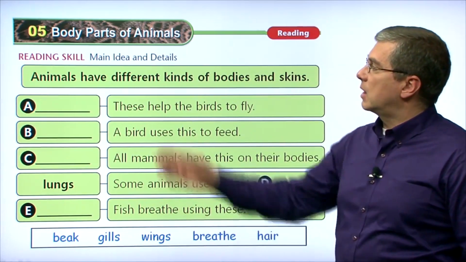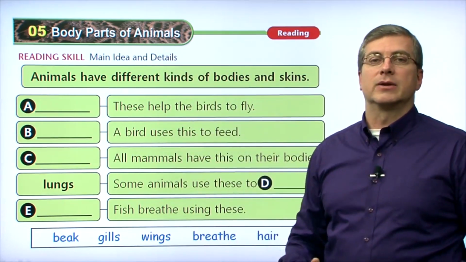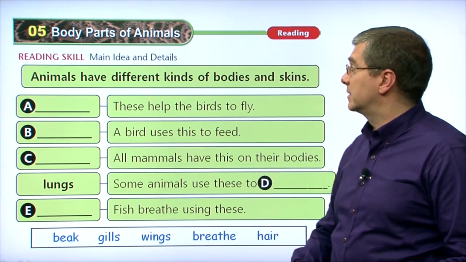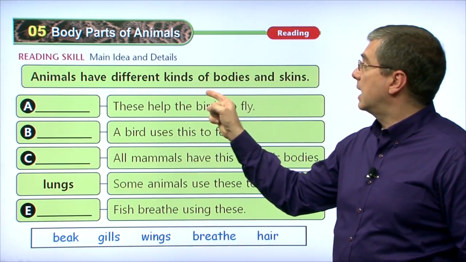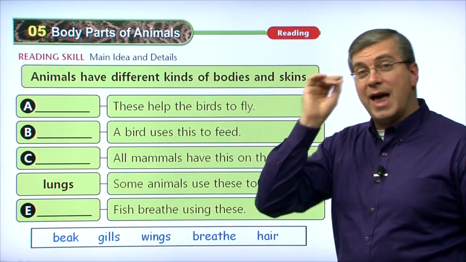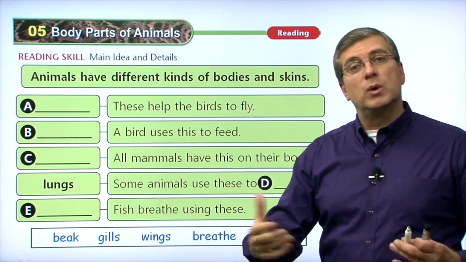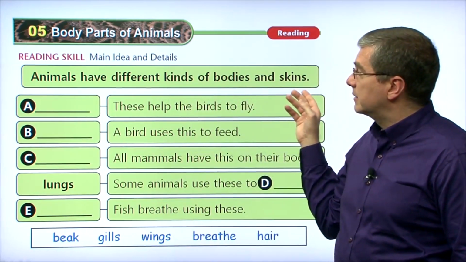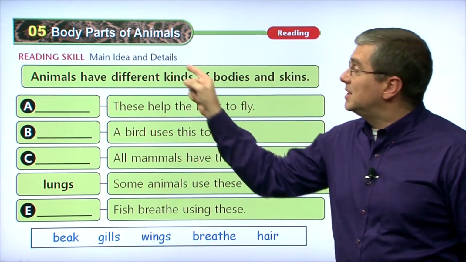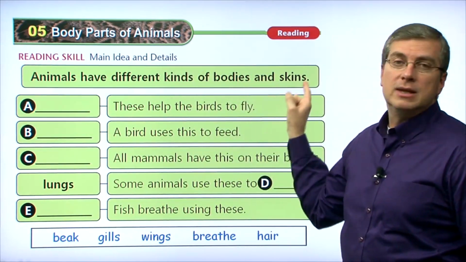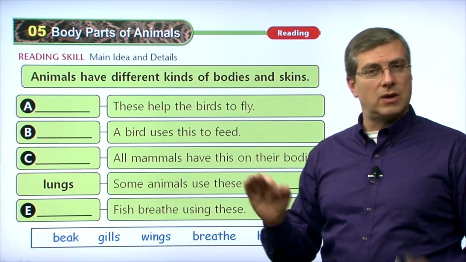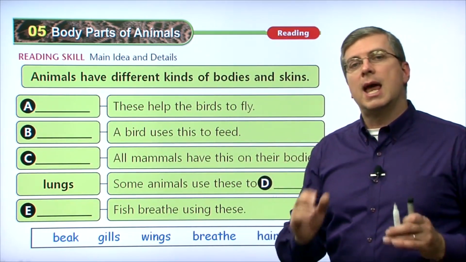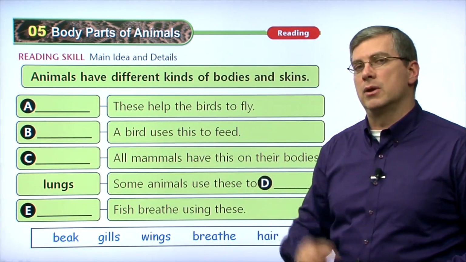What we're doing is we're talking about the main idea and the details. What was the main idea? The main idea was in the topic sentence: animals have different kinds of bodies and skins. That is the main idea. That's what this passage is about. When we have a topic sentence like this, we know that we're going to hear some details about the topic sentence. The topic sentence is talking about different kinds of bodies, different kinds of skins. Now we're going to hear details about those things.